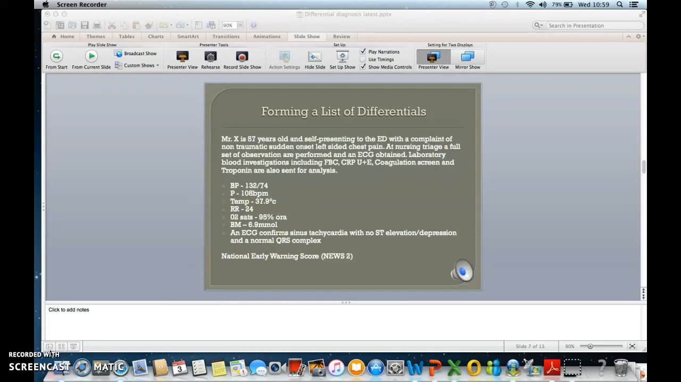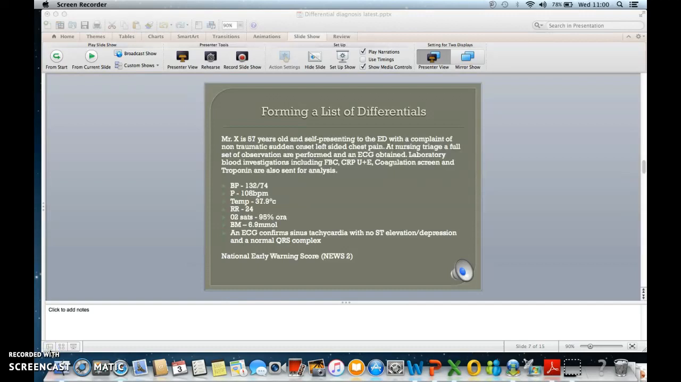So the patient's blood pressure is 132/74, so he is normotensive. His pulse is 108 beats per minute, so he's tachycardic, and he's got a low-grade pyrexia at 37.9. His respiration rate is 24, so that is slightly elevated. His O2 sats are 95% on room air, so they are within range. His BM is 6.9 and he's not diabetic. And an ECG confirms sinus tachycardia with no ST elevation, depression and a normal QRS complex.